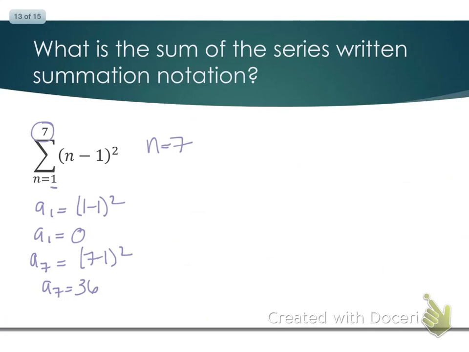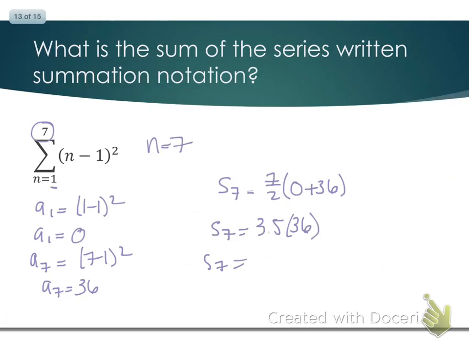So I do my sum formula. I have S of 7 equals 7 over 2, my first term, my last term. So 3.5 times 36. So the sum, if I plugged in 1, 2, 3, 4, 5, 6, 7, and added them all up, so I plugged it into that equation and add them all up, is going to be 126.